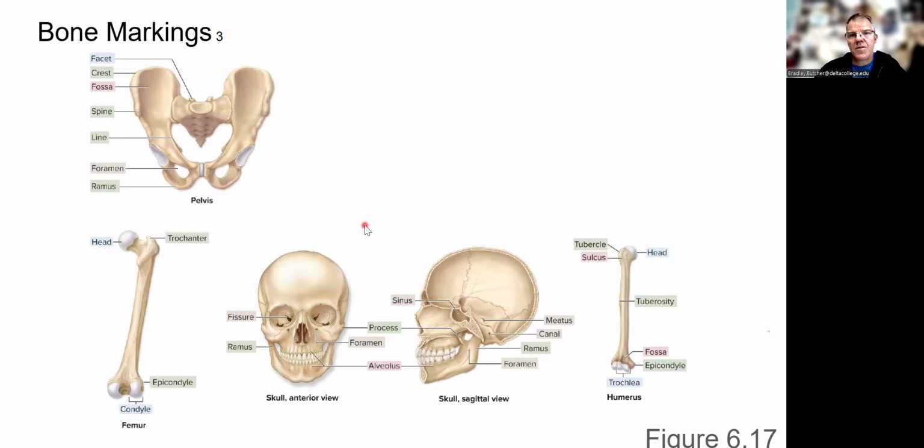Get into your bones, and once you've been able to classify them, once you've been able to learn the names of the major bones and then the lesser bones, then go and start working on your bone markings, and that'll be great. So hopefully that was helpful.